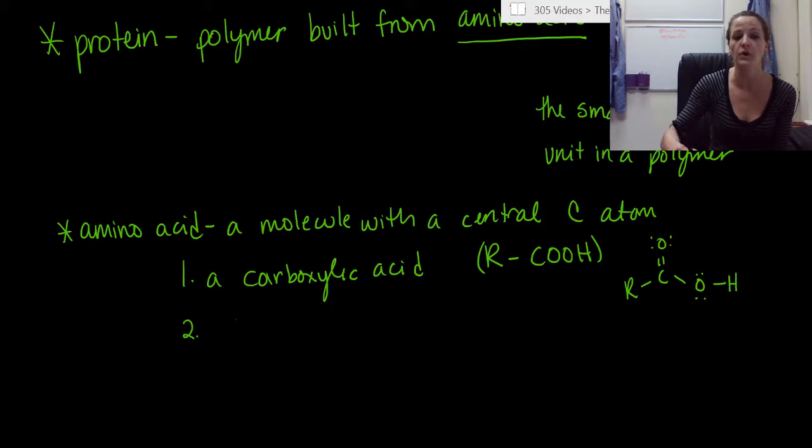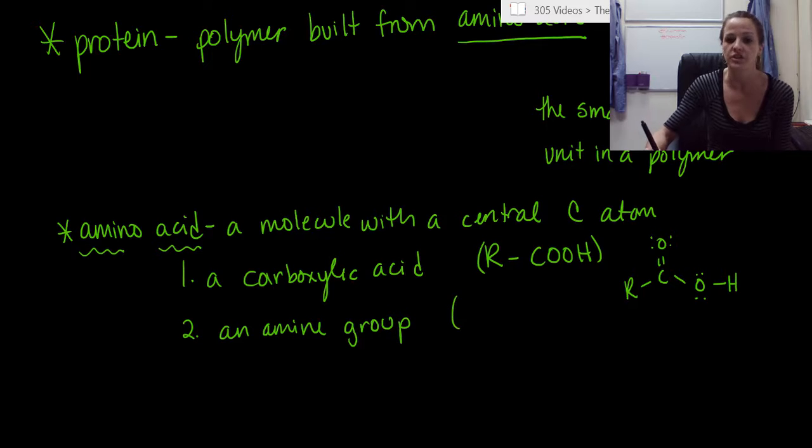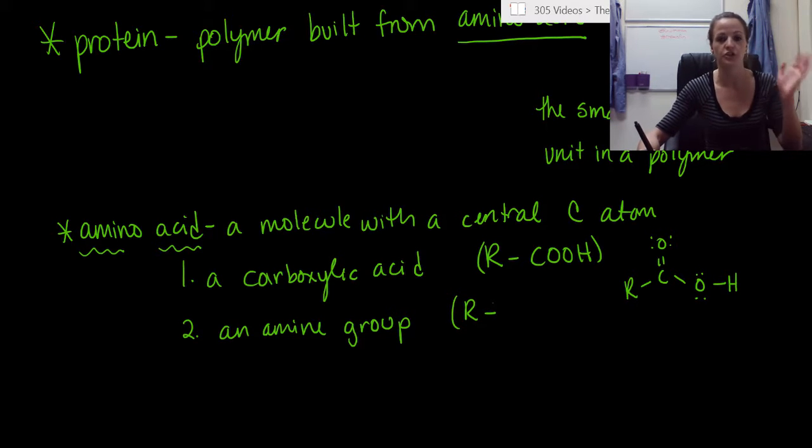All right, the second component of an amino acid. The carboxylic acid gave you the acid part. Now we're going to talk about the amino part, or the amine. So it has to have an amine group. Your amine group, you always have an R, and remember that R is your generic component. The amine group is a nitrogen that's connected to two hydrogens.